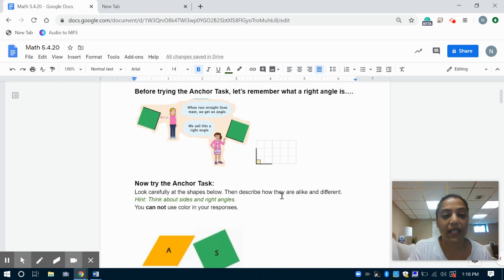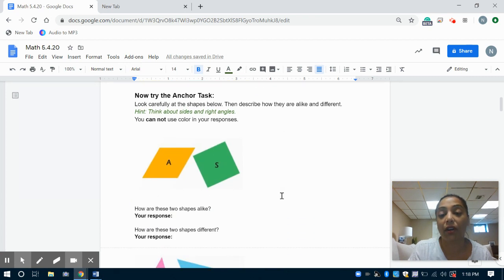Let's take a look. It says, now try the anchor task. Look carefully at the shapes below, then describe how they are alike. That means how are they the same and how are they different? Hint, think about sides and right angles. We want you to use math language, so please stay away from using words like pointy thing and words that are not necessarily math related. So please do not use any kind of color in your responses. So for example, if you look at shape A and shape S, we don't want to say they're different because one is yellow, one is green. We know that. We're focusing more on the sides and the angles.